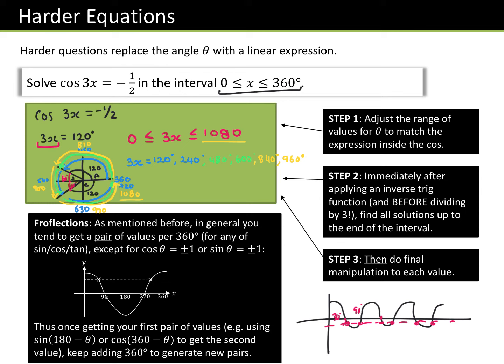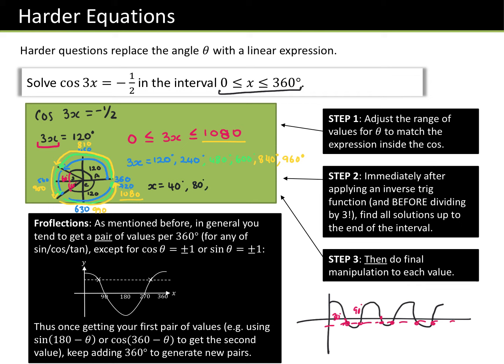But remember, this is what 3x gave me. I want to find what x gives me. So now I have all the values. Now I divide by 3. So I divide everything by 3. 120 divided by 3, 40. 240 divided by 3, 80.